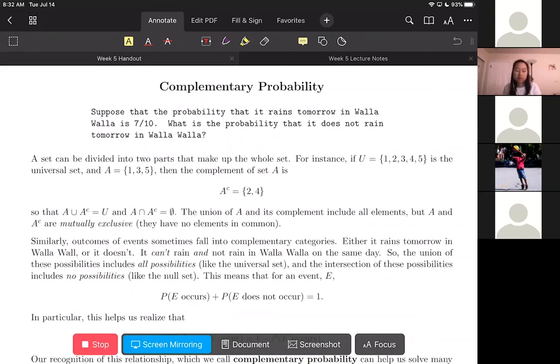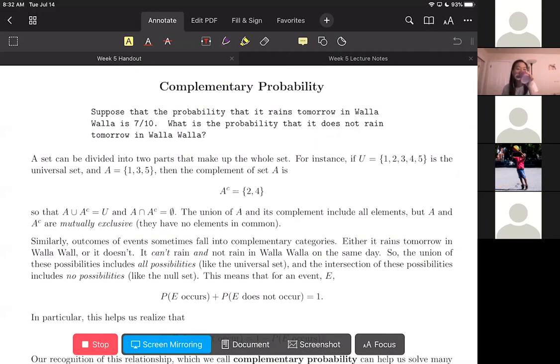Let's say we have a problem that says there's a probability that it rains tomorrow in the city called Walla Walla, and the probability that it rains tomorrow is 7/10. What's the probability that it does not rain tomorrow? 3 out of 10. 3 out of 10. How did you get that?